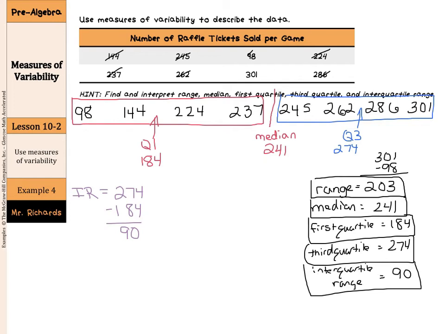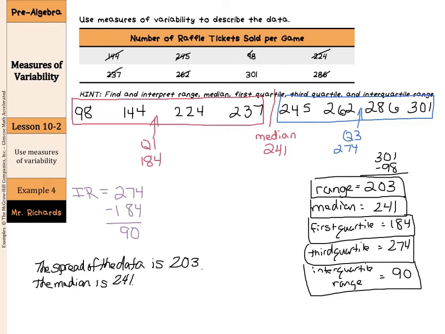Now, we can write a summary here of our findings. And here's what a summary might look like. We could say the spread of the data, and by spread of the data, that is the range. So the spread of the data is 203. And that sentence refers to our range. Then we can write out that the median is 241.